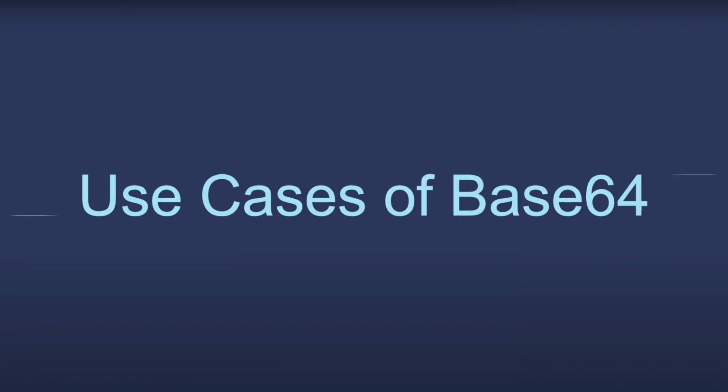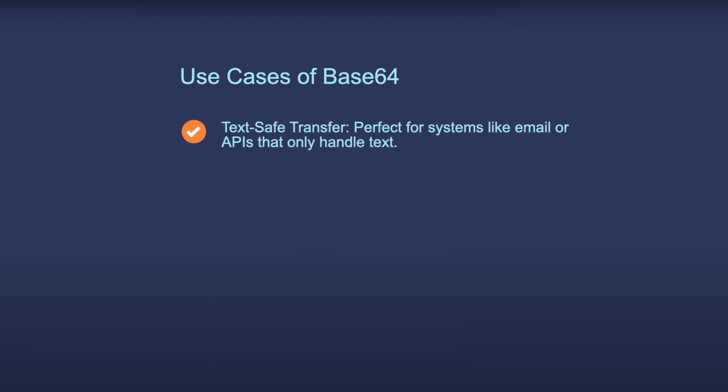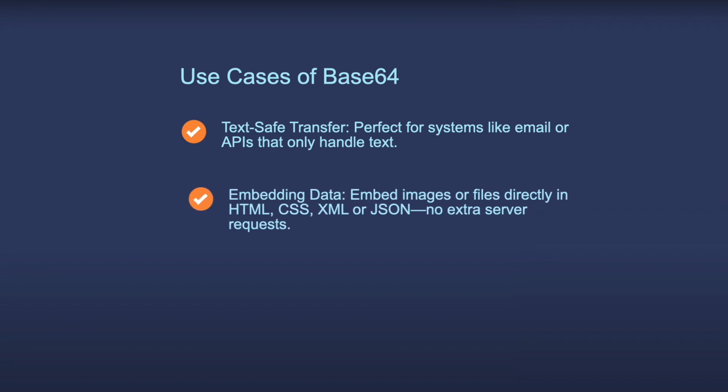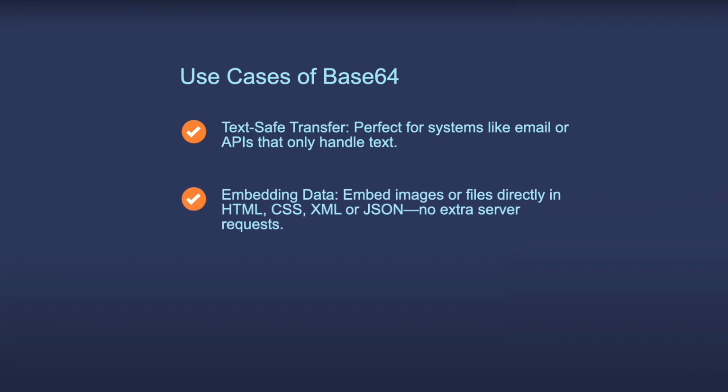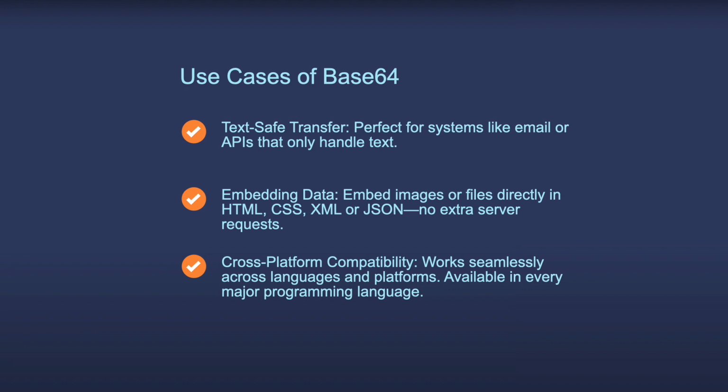Why bother with Base64? Here are the use cases. Text-safe transfer, perfect for systems like email or APIs that only handle text. Embedding data: embed images or files directly in HTML, CSS, XML, or JSON, with no extra server requests. Cross-platform compatibility: works seamlessly across languages and platforms, and is available in every major programming language.